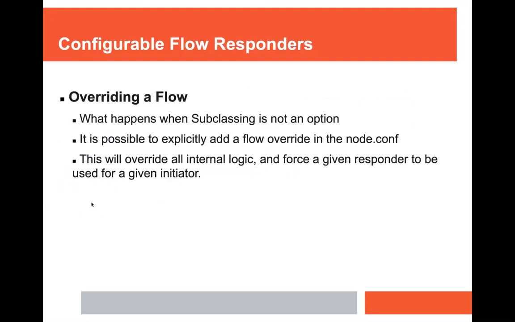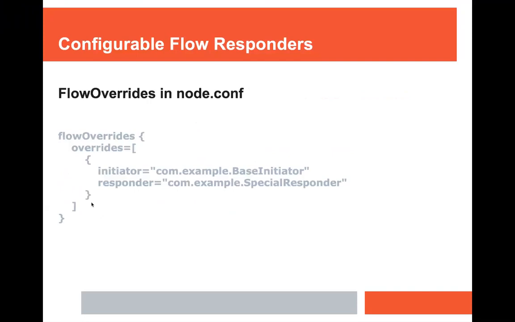Okay, but that's all well and good. In some scenarios, you won't be able to subclass a flow just because it's so different. You might be dealing with a backend that's just so obscure that you can't extend an existing flow. So Corda now provides this concept of a flow override, which is something in the node config. So this is the syntax you would add to your node configuration. You specify your initiating class, and you specify your responder.